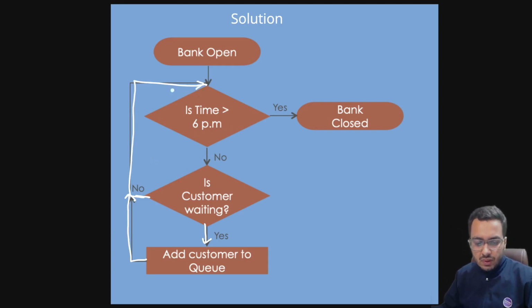So this part is inside a loop. Continuously look at the time, and if there is a customer, add them to the queue. If there is not a customer, look at the time. So in both the cases, after adding the customer, he looks at the time, and otherwise as well. And as soon as time reaches 6 p.m., he is going to close the bank.